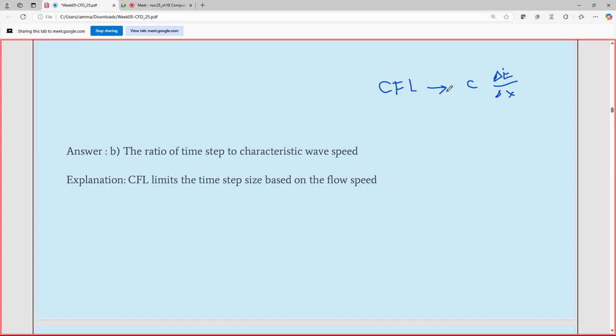So this gives the ratio of time steps to characteristic wave speed, so that our time step should be based on flow speed, so that it should capture the flow property present inside the cell we are evaluating. So it is the limit for time step that we are constraining through CFL number.